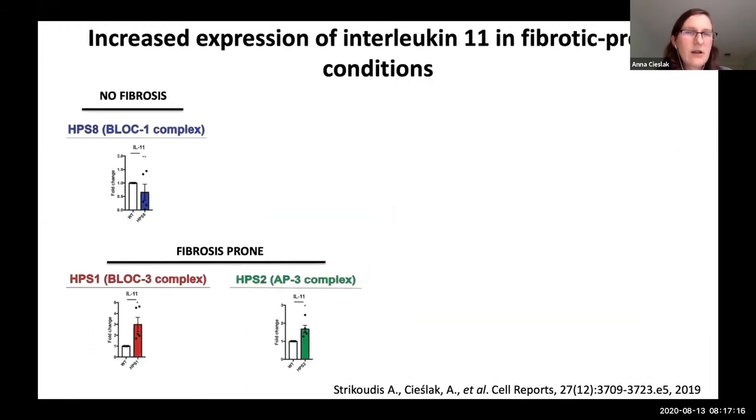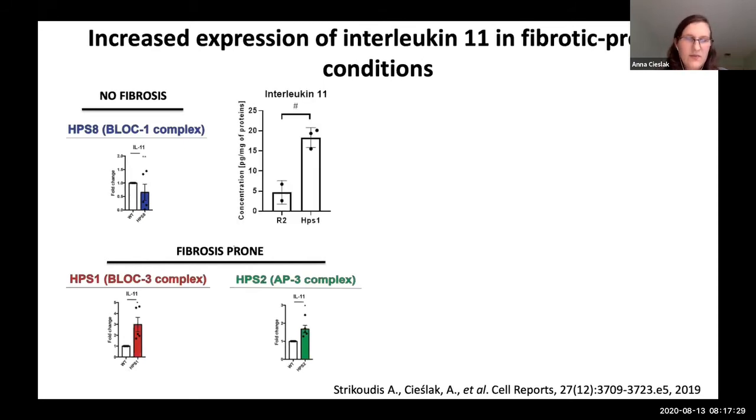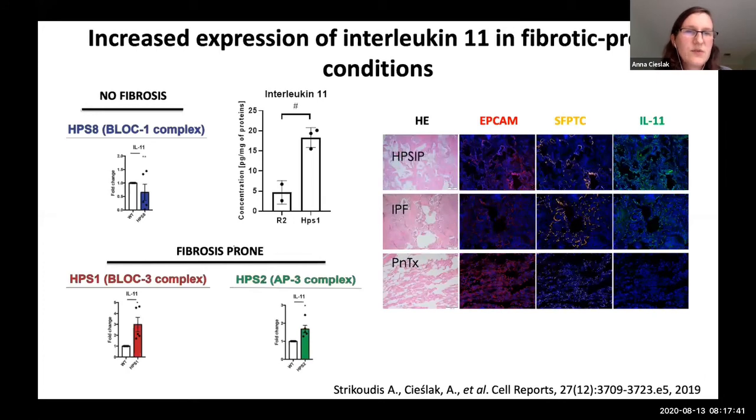We characterized interleukin 11 expression. First of all, we found an increased expression of the cytokine in fibrotic-prone conditions by RT-qPCR at the transcriptomic level. Then we quantified the protein level of interleukin 11 in the supernatant of hPS1 organoid culture by ELISA. And finally, we saw an increased expression of interleukin 11 in IPF and HPS patient samples quantified by in situ hybridization.